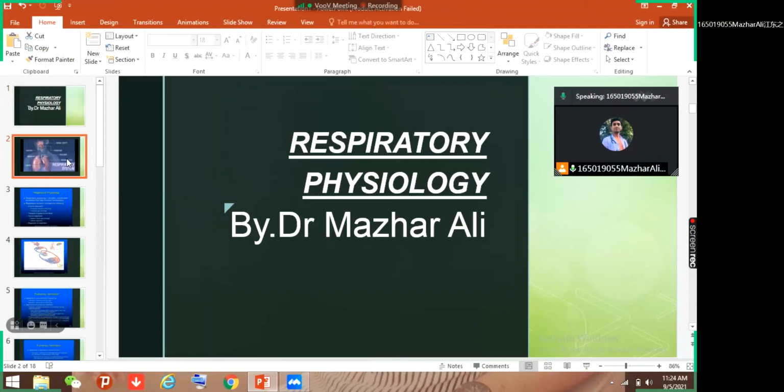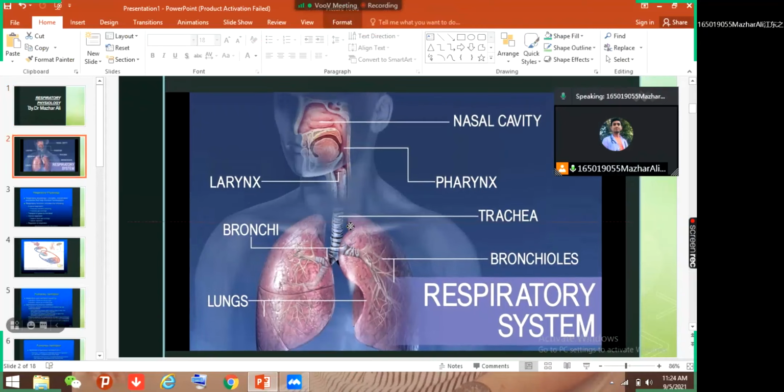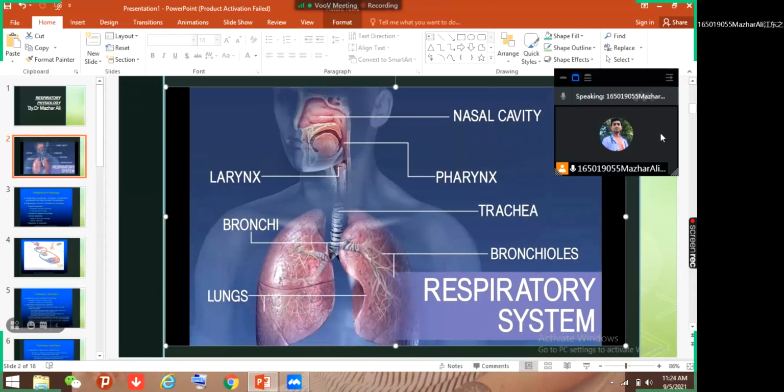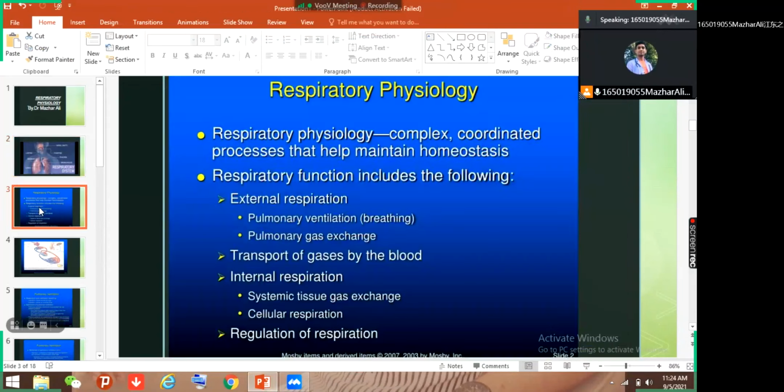Before talking about physiology, I would like to mention a few points and review the anatomy a little bit. The respiratory system contains the nasal cavity, pharynx, larynx, trachea, bronchi, bronchioles, and lungs. This is a brief introduction of respiratory anatomy that we already discussed in my previous lecture. Now let's start with the basic physiology.